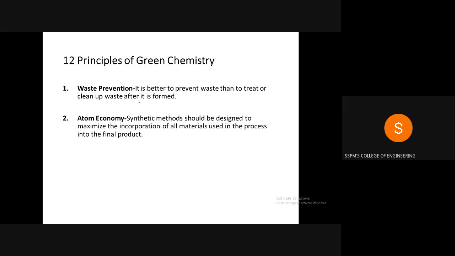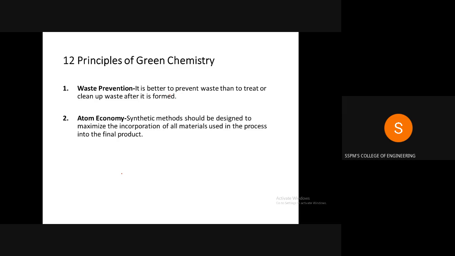So we can design chemical reactions in such a way that they do not produce any waste. And if waste is formed, then you can treat the waste by using a waste treatment plant. What is the role of a waste treatment plant? In a waste treatment plant, we can separate the toxic materials and then release the rest in air, so they do not cause that much pollution. So the waste prevention principle says that we can focus on reactions and manufacturing of products which do not produce any waste or byproduct. And if waste is formed, you can treat it in a waste treatment plant, which cleans up the waste.